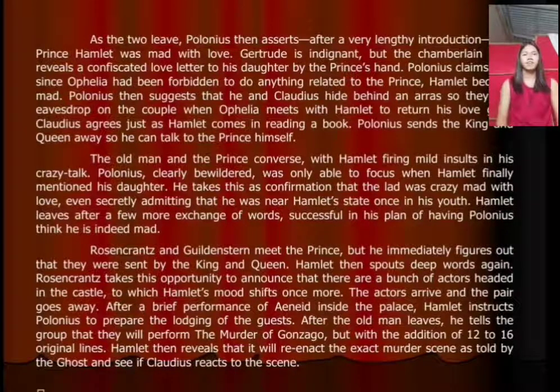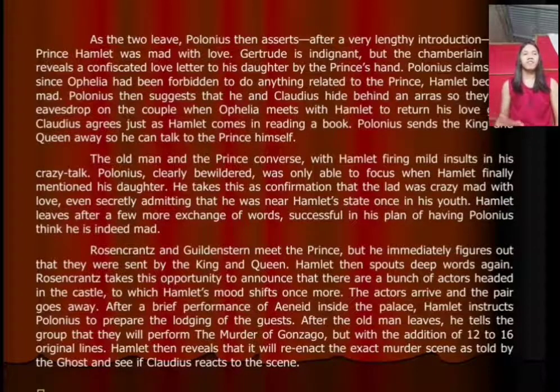Rosencrantz and Guildenstern then meet the prince, but he immediately figures out that they were sent by Claudius and Gertrude. Hamlet then spouts deep words again. Rosencrantz takes this opportunity to announce that there are a bunch of actors headed to the castle, to which Hamlet's mood shifts once more. The actors arrive and the pair goes away.